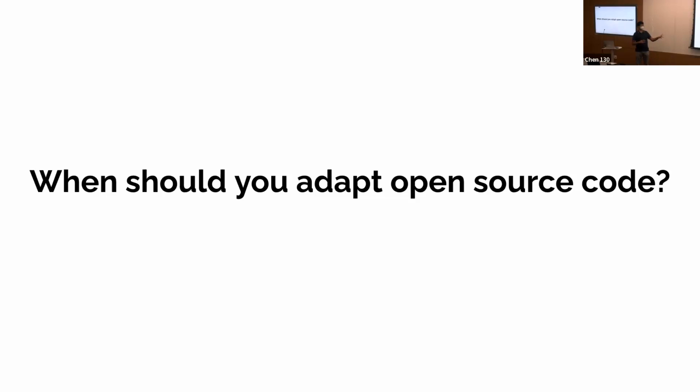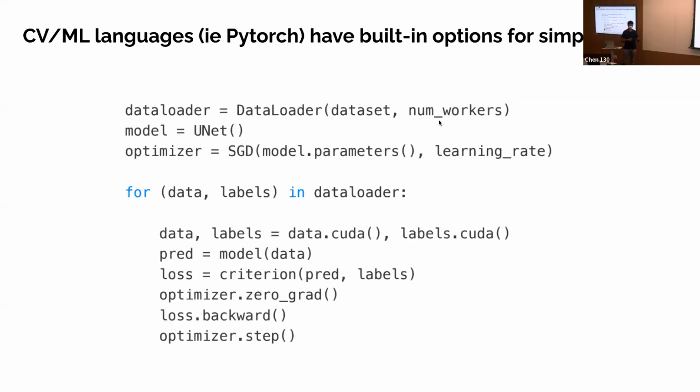Like, when should you use open source code? In my opinion, you should try to see if you can use open source code before you try to develop your own software solution from scratch. And we'll give you some examples of open source code that might be helpful for you in your use case. So there's a significant movement in machine learning open source frameworks such as Pytorch.